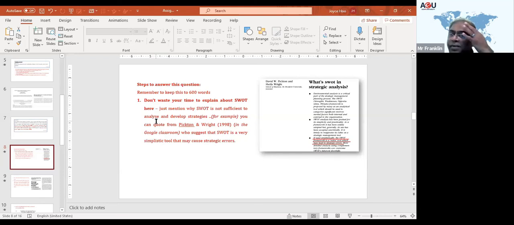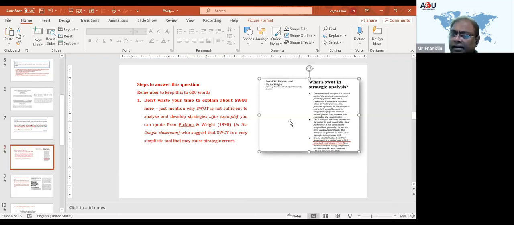Go straight to the point because we only have 600 words. You don't have a lot of time, and there is a lot to explain. So just mention why SWOT is not sufficient to analyze. For example, you can quote from Picton and Wright, 1998, who suggested that SWOT is a very simplistic tool that may cause strategic errors.